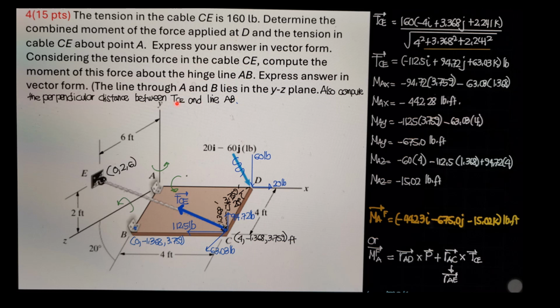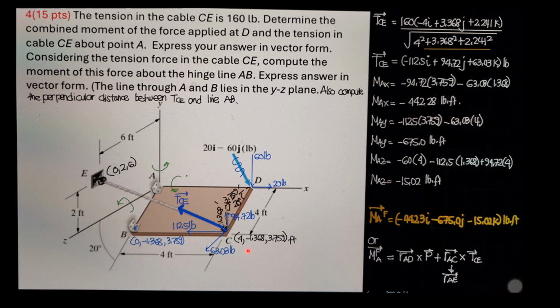Then the line through A and B lies in the YZ plane. Then this is the additional question which I created. Also compute the perpendicular distance between tension in CE and line AB. So the perpendicular distance between the tension here and the line AB. So there is that perpendicular distance there, which I call D.